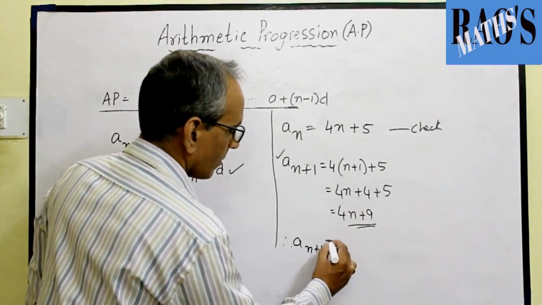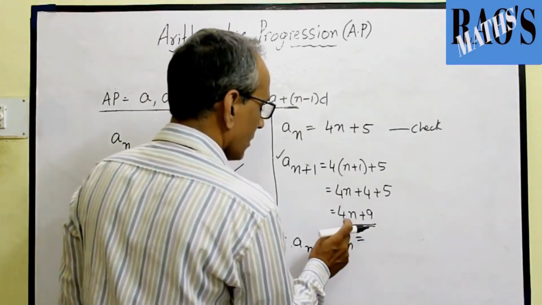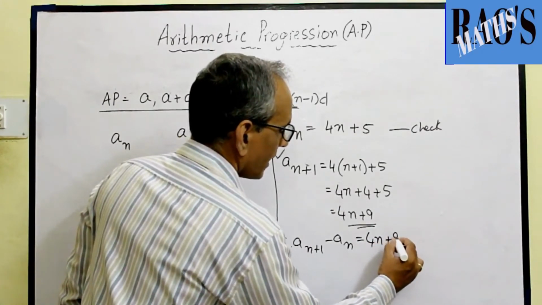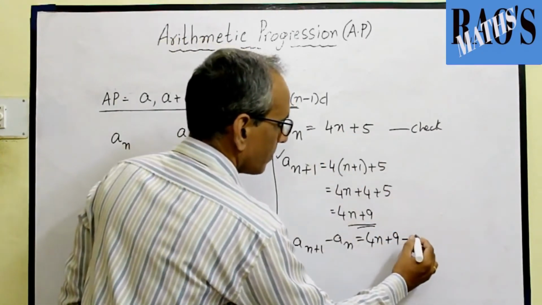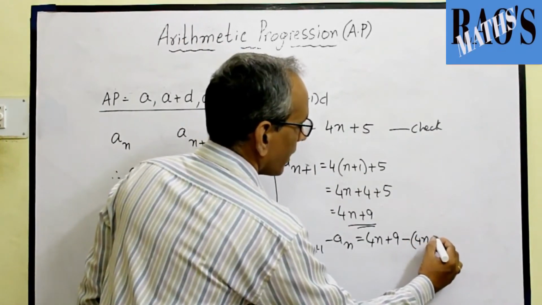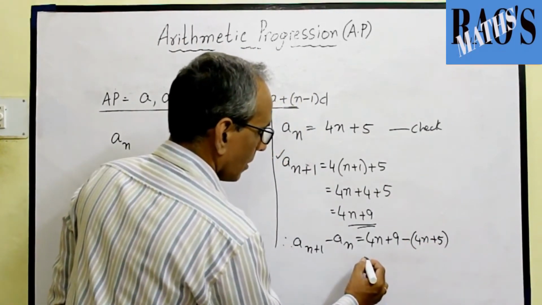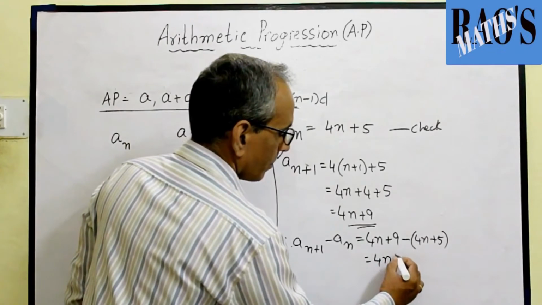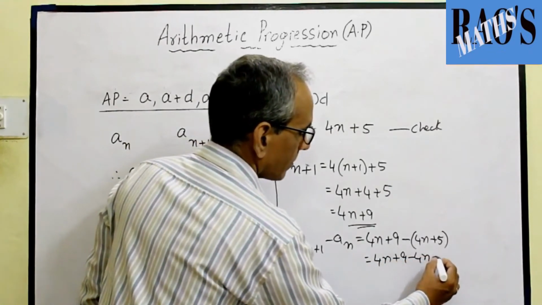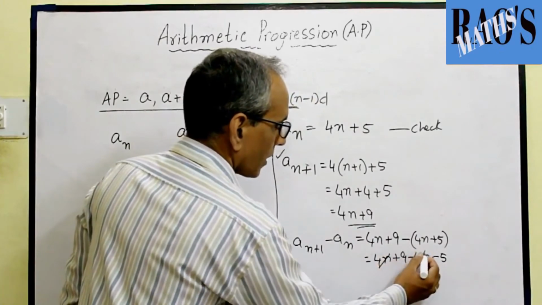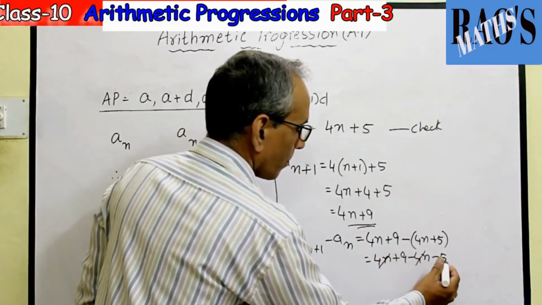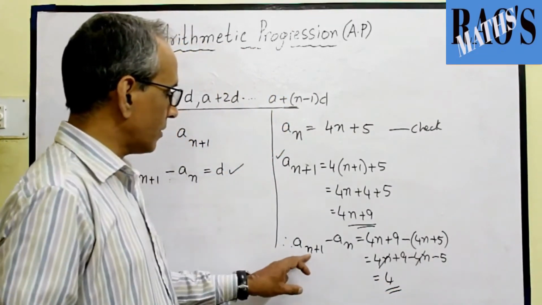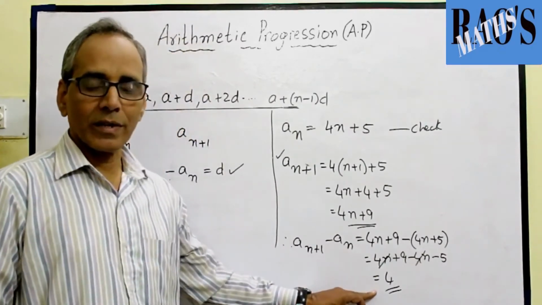The (n+1)th term minus the nth term: the (n+1)th term is 4n plus 9, minus the nth term 4n plus 5, is equal to 4n plus 9 minus 4n minus 5, which is 4. See, we got the difference of the two consecutive terms of an AP is 4, independent of n.